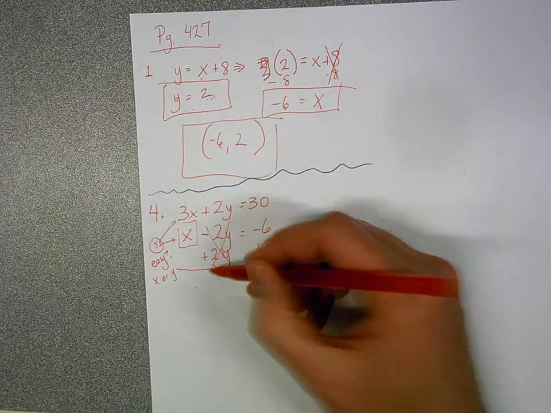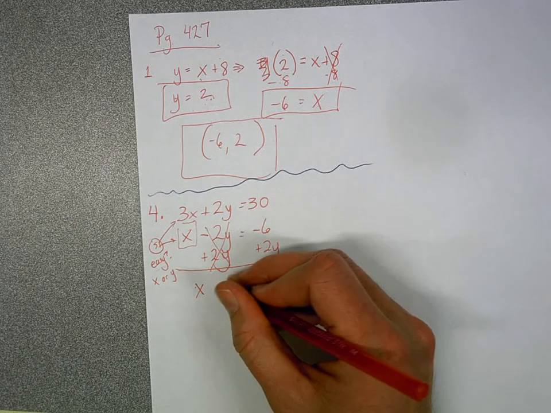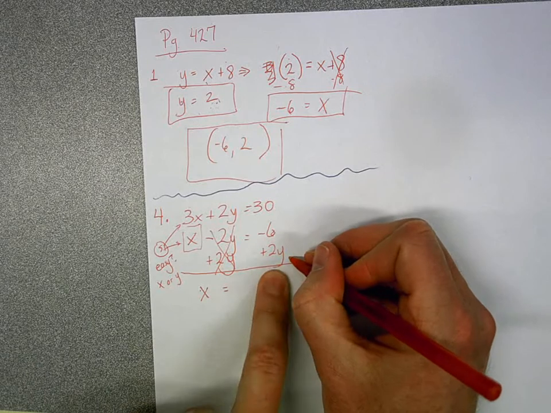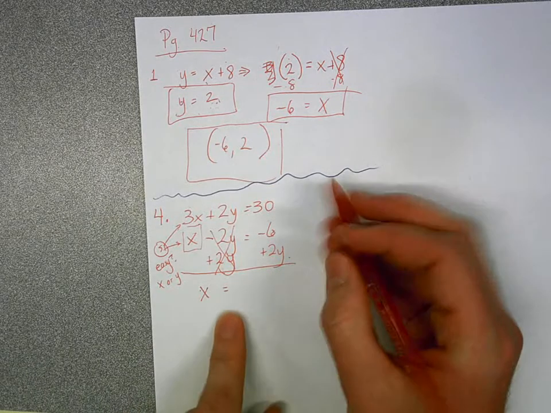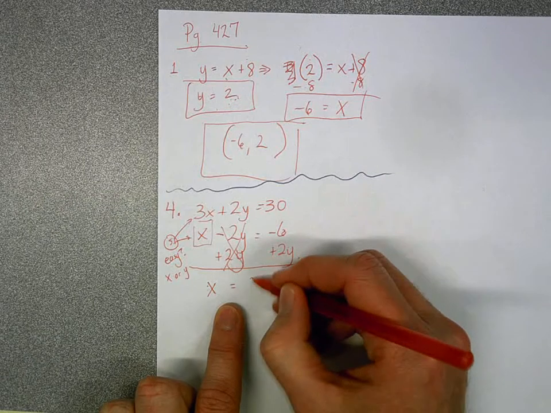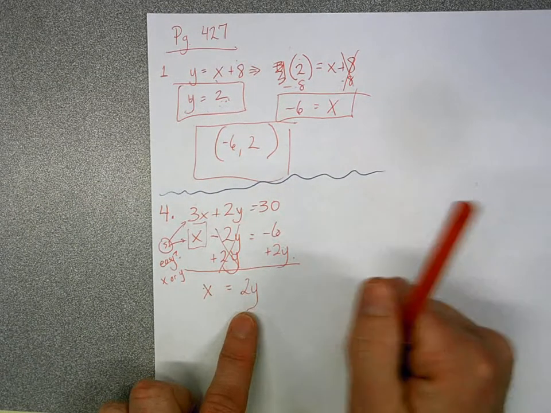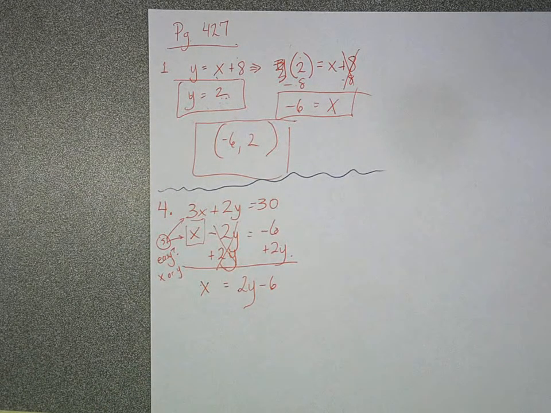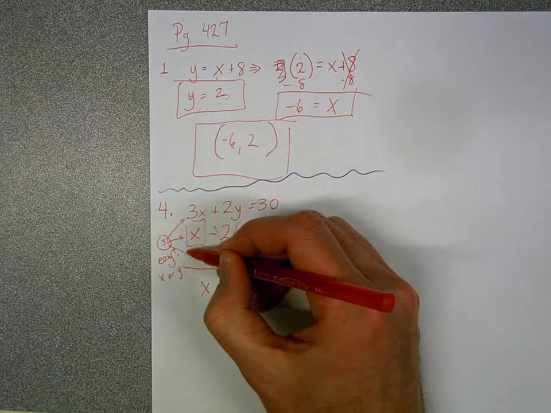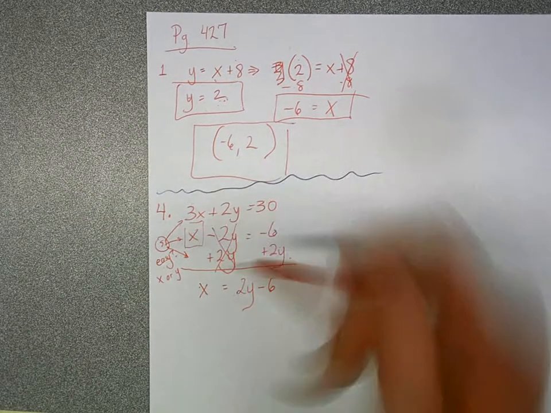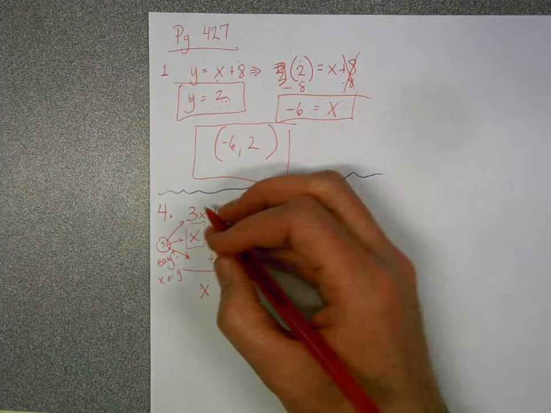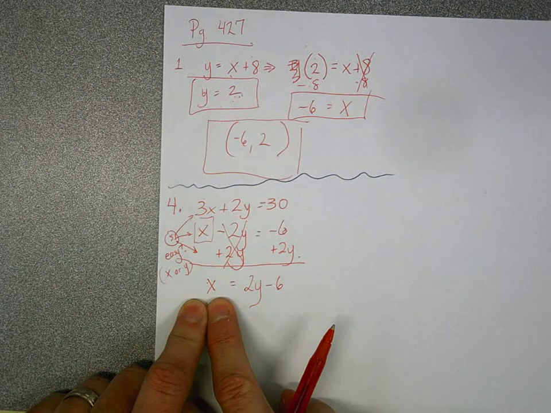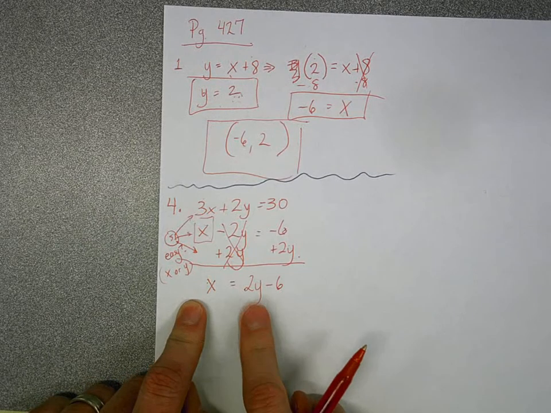So these cancel. I end up with x is equal to, and you don't have to put it in slope-intercept form. I'll just put the variable term up front. I didn't have to. I could put negative 6 plus 2y or positive 2y minus 6. Either way, I'll put it like that. Okay. So out of the two, find the one that's the easiest. Try to isolate the variable. And you could do it for x or y. It doesn't matter.